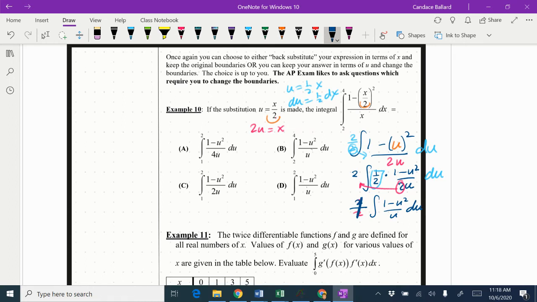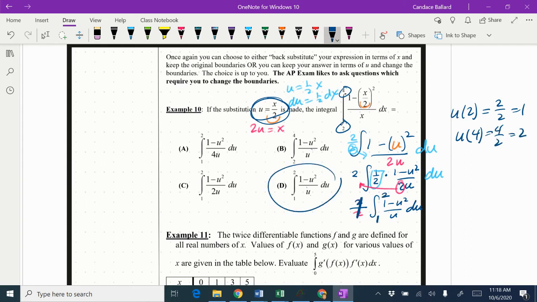But I need to change my variables of integration. My original limits were 2 and 4. I'm going to substitute into this. So u of 2 equals 2 over 2, which is 1, so my bottom one should be 1. And then u of 4 equals 4 over 2, which is 2, so my top one should be 2. So it should be answer choice D.